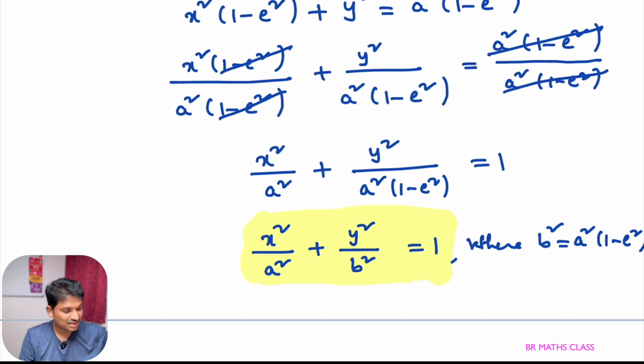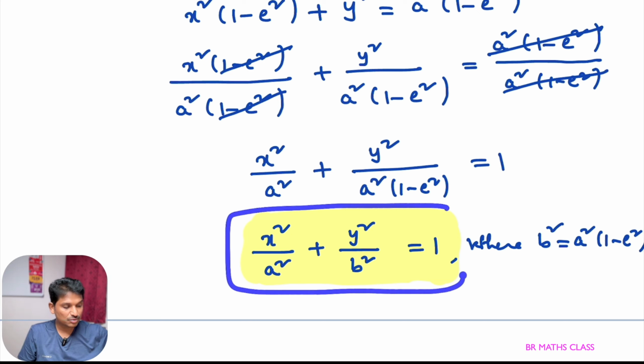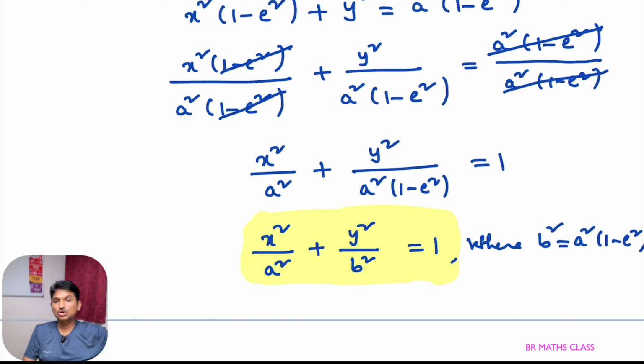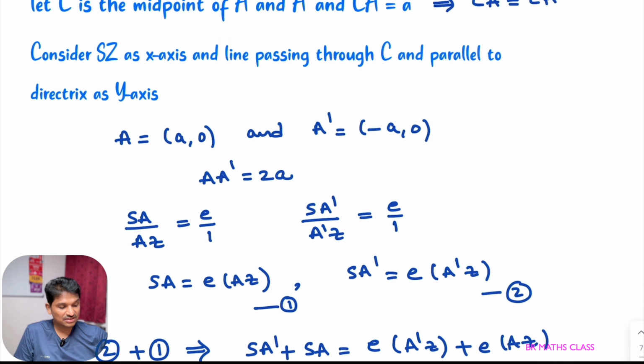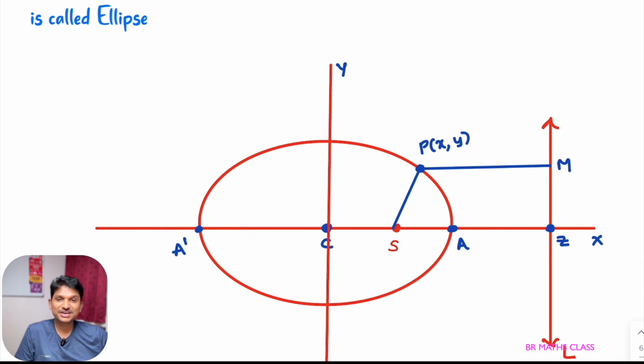In the question what they are asking: define ellipse and derive its equation. So what is the equation of ellipse? x square by a square plus y square by b square equal to 1. Here I need to tell one very important point. For that you need this ellipse diagram. Come back to this ellipse diagram.